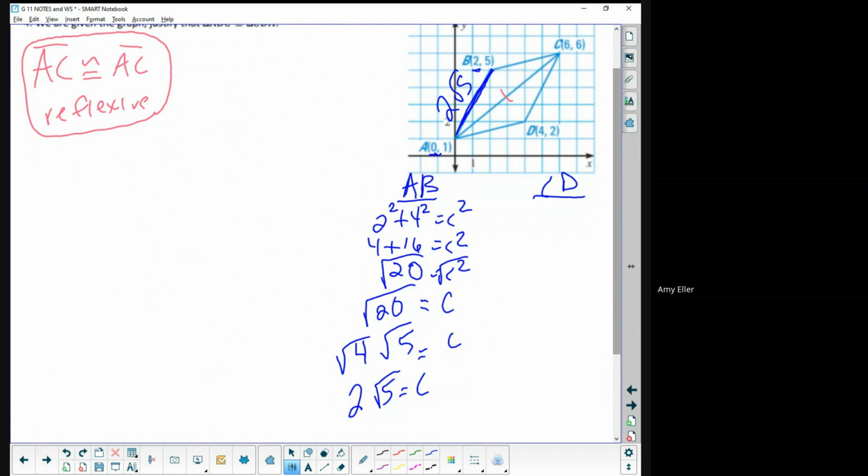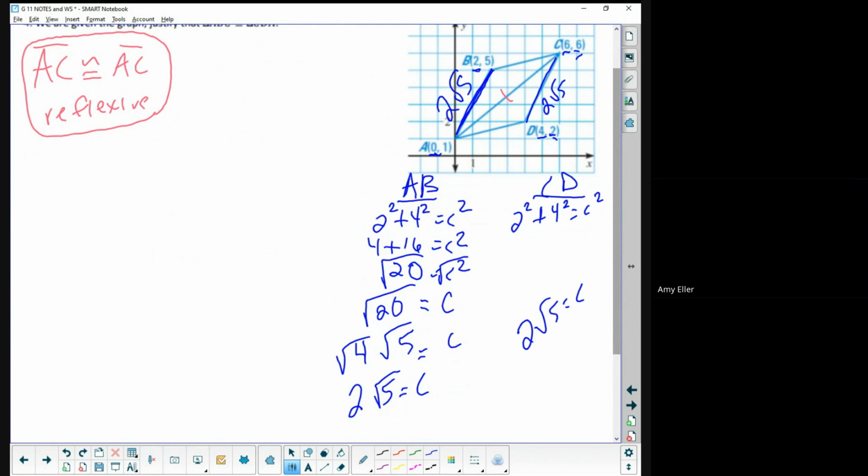Let's look at CD. 4 and 6, 2 apart. 2 and 6, 4 apart. If this top line matches this top line, won't the bottom line match the bottom line? You may skip all the in between and just say, I'm also going to get 2 root 5. You need to do the top line, and then you can skip all the extra work. So we've just figured out that both of these sides have a length or distance of 2 root 5.